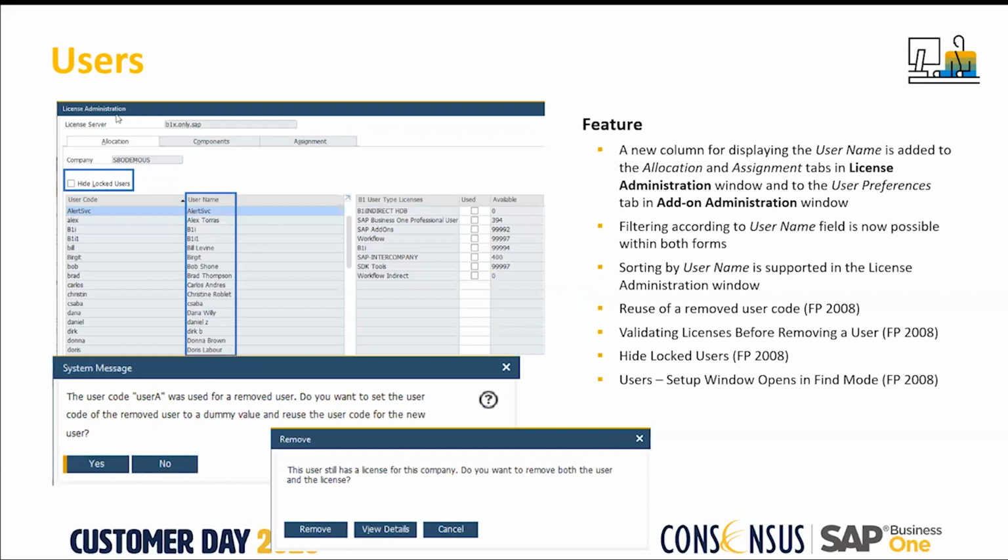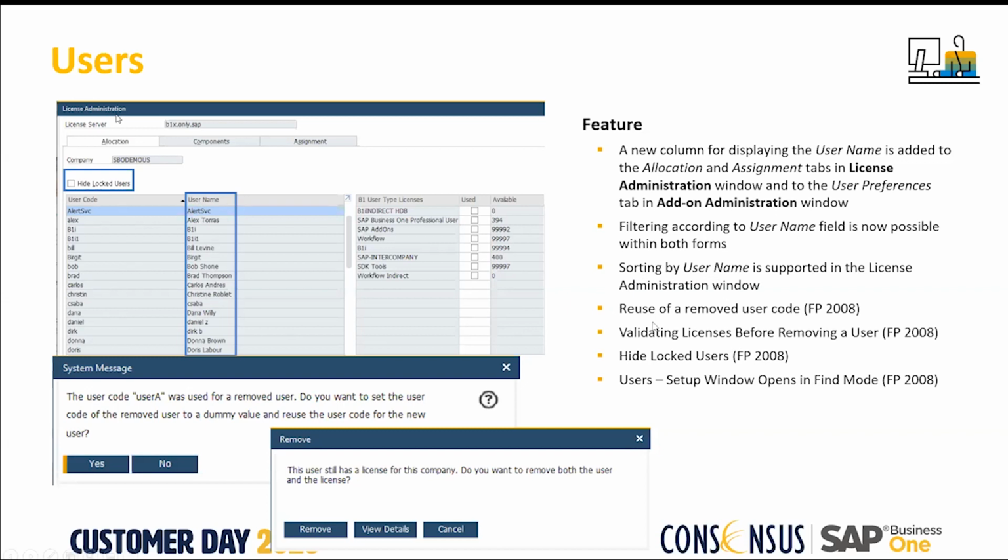Some enhancements to the users and user management. First of all, in the license administration window, you can now hide locked users. You can show user name, which before we only saw the code. Now we can see the name. So that's just helping you find your users that you need. In addition, you can sort and filter by user code or name in that window. So if you do get a long list of users, it's much easier to find.